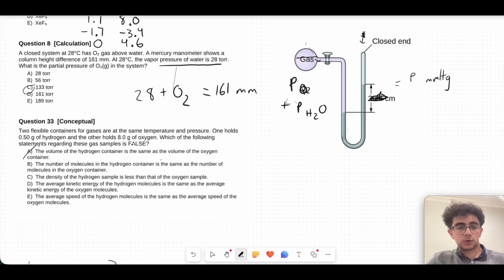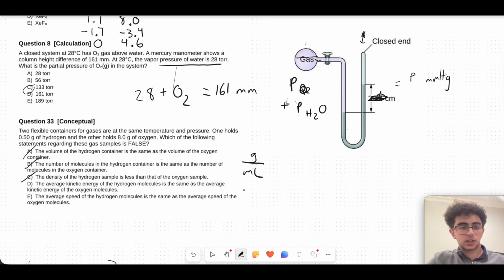It's asking which is false. Because they have the same amount of moles, that means they have the same number of molecules, so that means B is also true. C, the density of hydrogen is less than oxygen. That's true because they have the same volume as established earlier, and density is grams per volume. And hydrogen has less grams, and they have the same volume. So that means density of hydrogen is less.